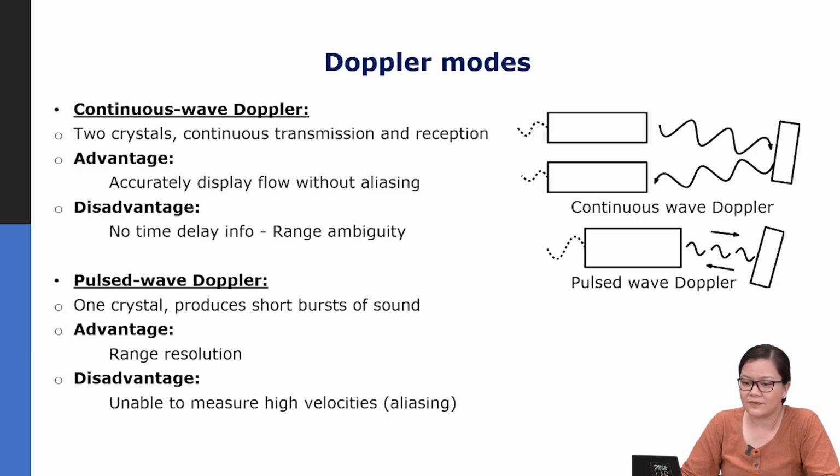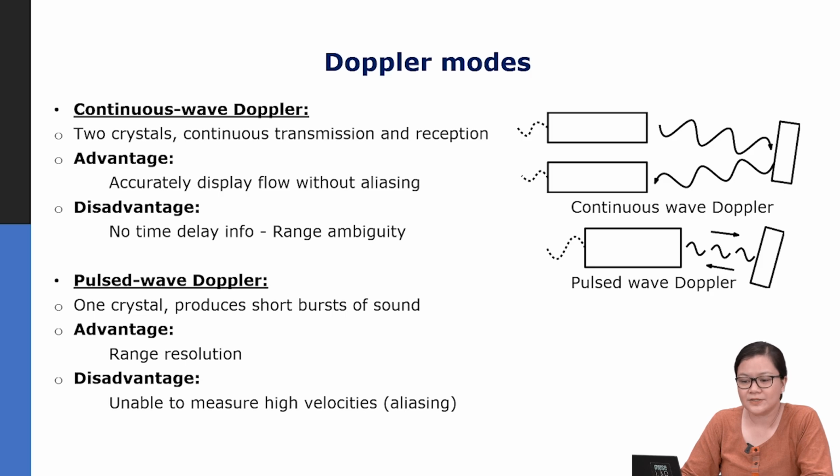A disadvantage of this, since it uses really long duration continuous mode signals, is that there is no time delay information of the structures that you're imaging. So there's what's called range ambiguity. On the other hand, if you have pulse-wave Doppler, that type of disadvantage is covered.